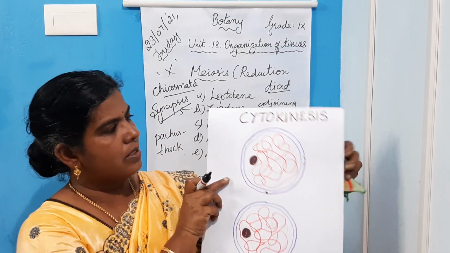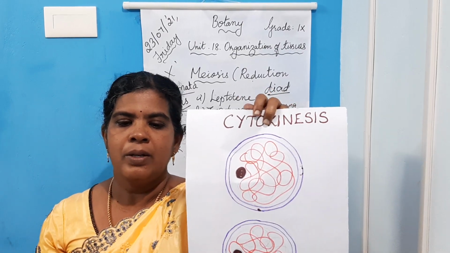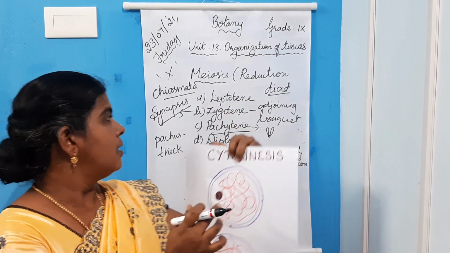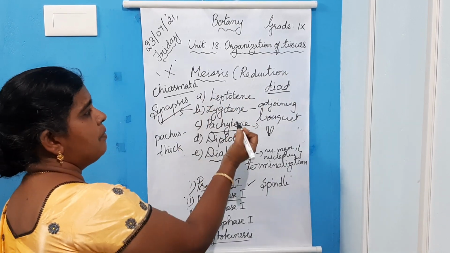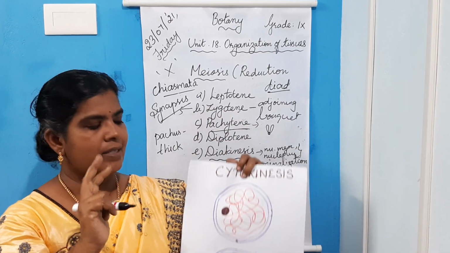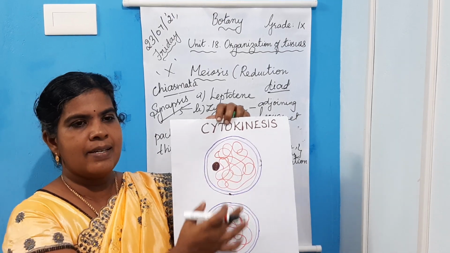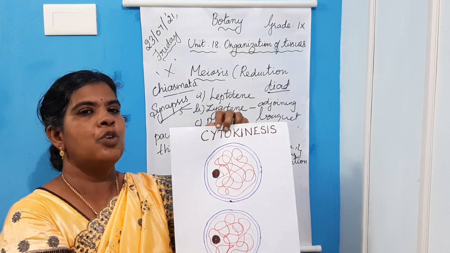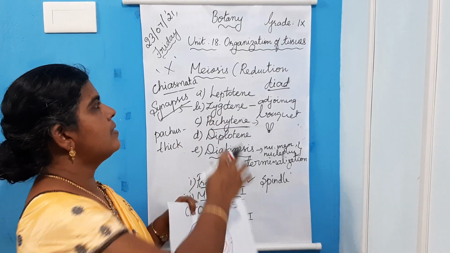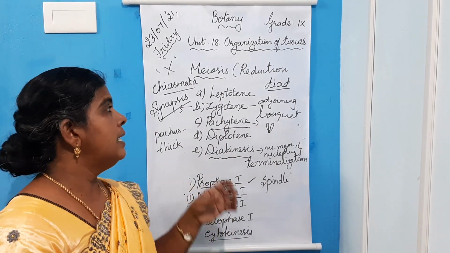This division of cytoplasm results in two diploid daughter cells. Thus, by the first division, the heterotypic division, two daughter cells are formed. The second type of division which occurs in meiosis is the homotypic division. We can learn it in the next class.